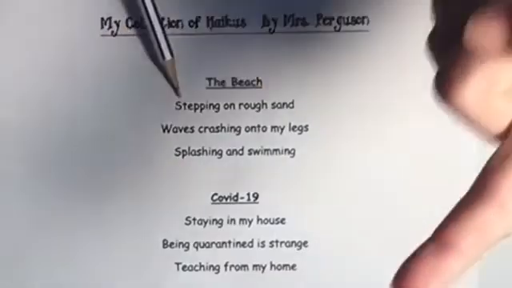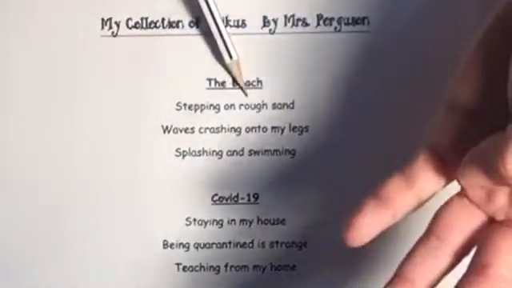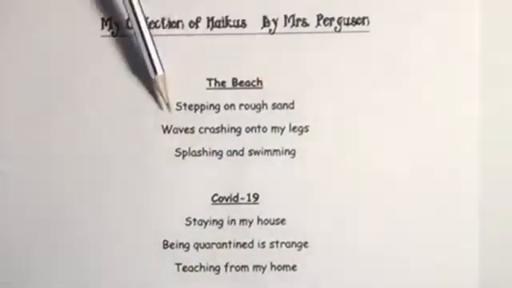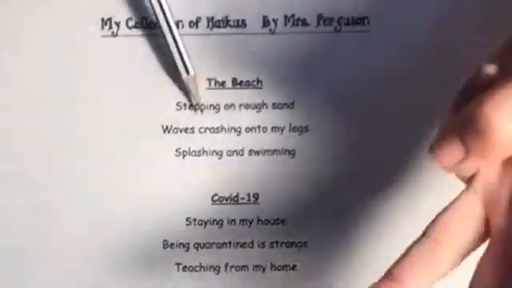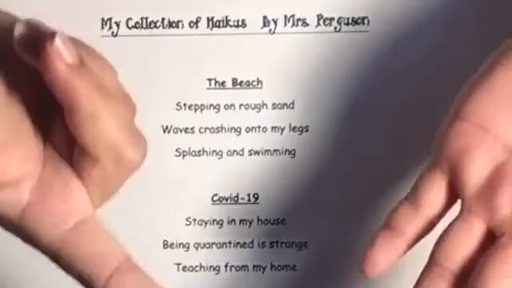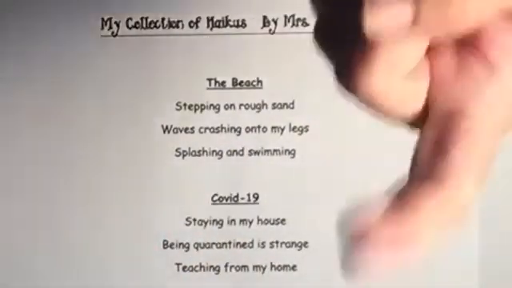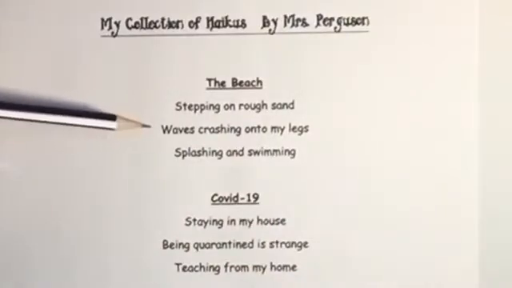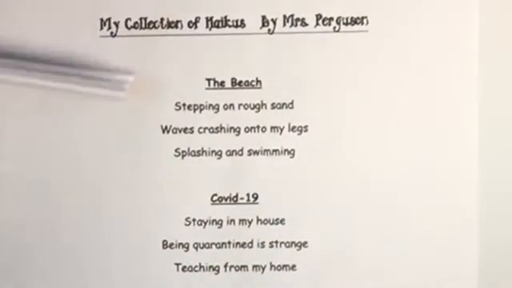So we look: stepping on rough sand, that's 5 syllables. Waves crashing onto my legs, that's 7. Splashing and swimming, that's 5. So I have 5, 7, 5, 3 lines. I wrote something about nature. So I wrote a haiku.